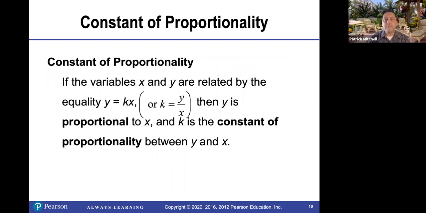The constant of proportionality. If the variables x and y are related by the equation y equals kx, which is equivalent to saying k equals y over x, then y is proportional to x, and k is called the constant of proportionality between y and x.